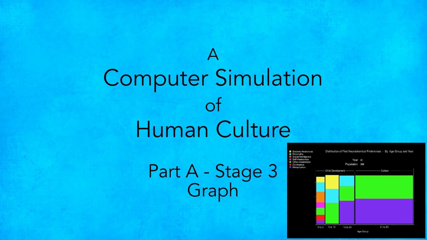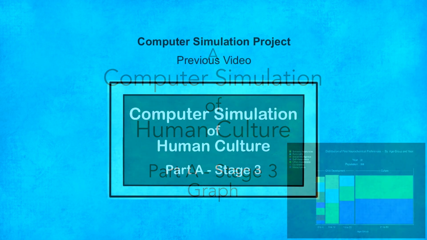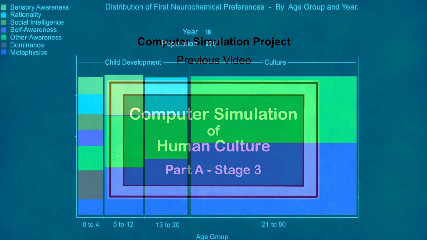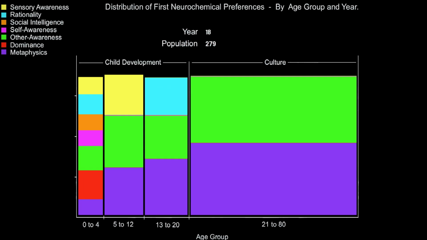This is the companion video to Part A, Stage 3, of the computer simulation project. So it's recommended to watch this previous video first. There's a link in the description. In this companion video, we'll focus on this graph, which as we'll see, will be an important analytical tool for the study of the simulated cultures.